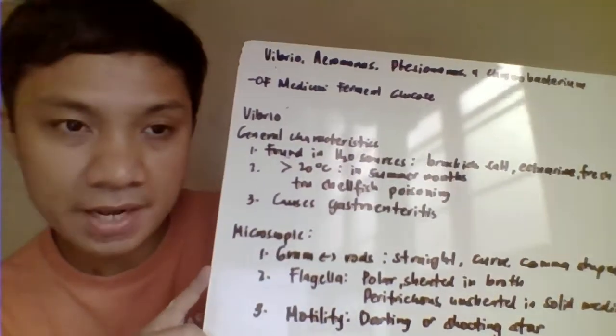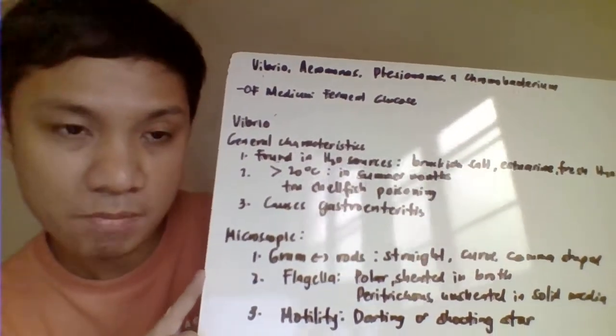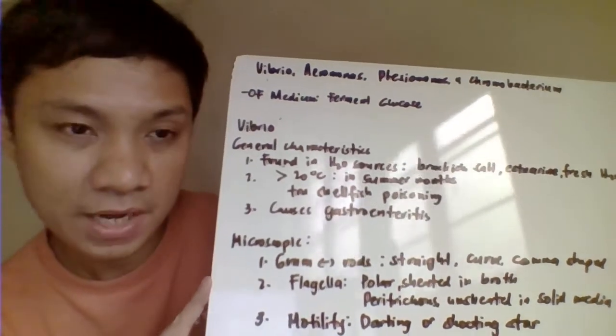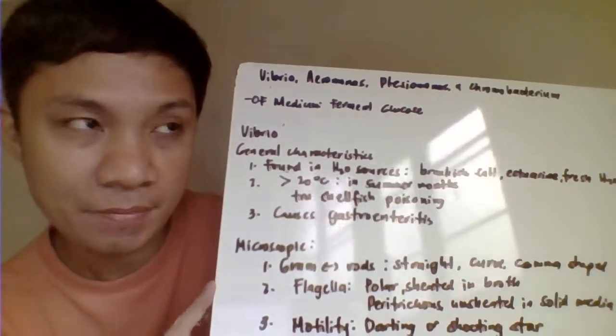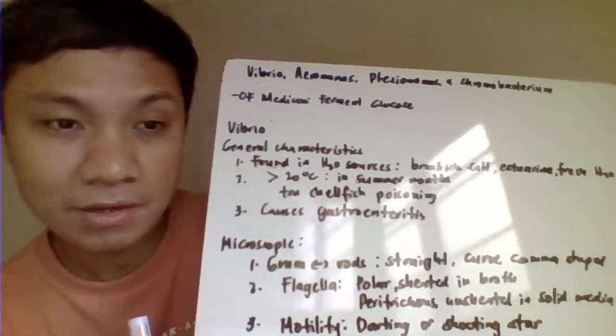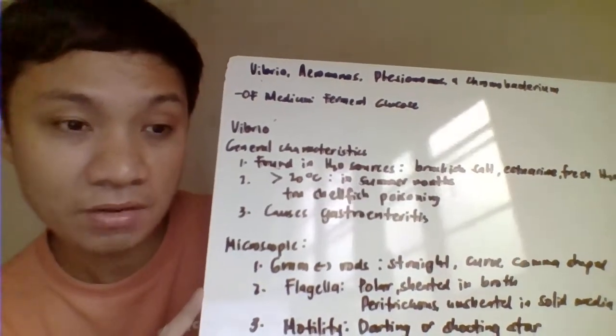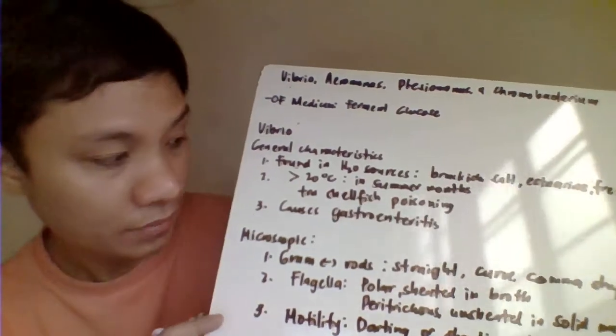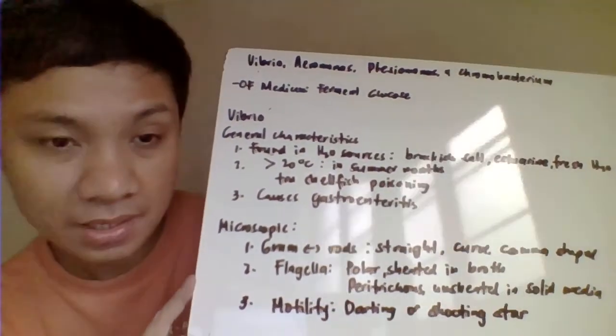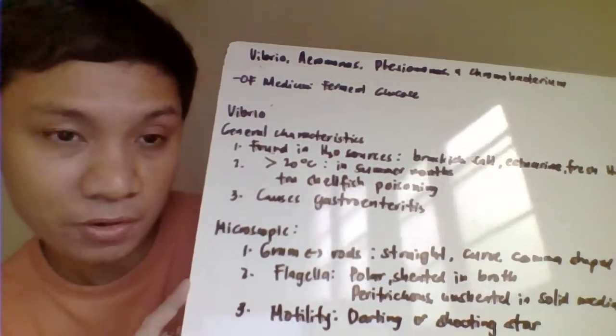Okay, so we're going to discuss all about your Vibrio, Aeromonas, Plesiomonas, and we have your Chromobacterium. And the latter part will be discussing all about your Campylobacter and your Helicobacter. This group of bacteria are basically able to ferment your glucose.